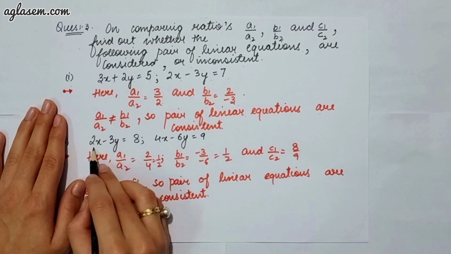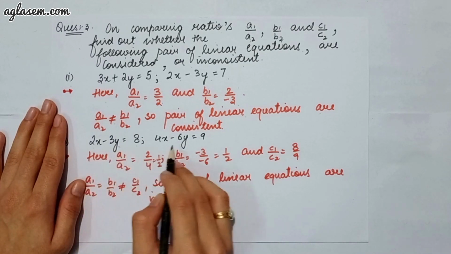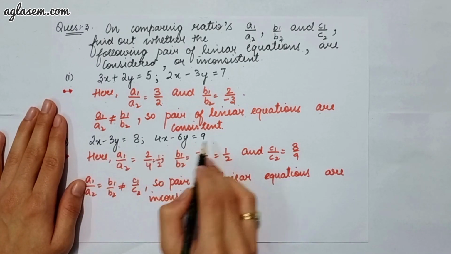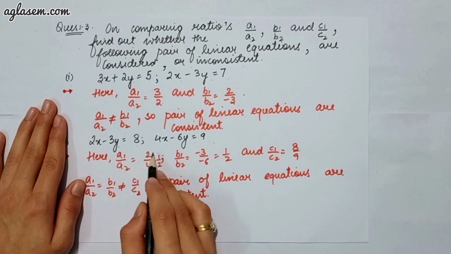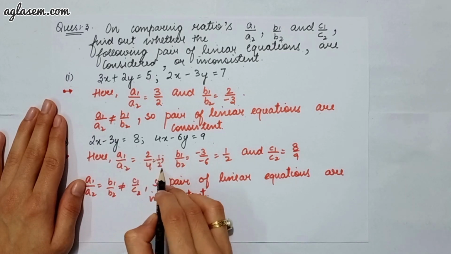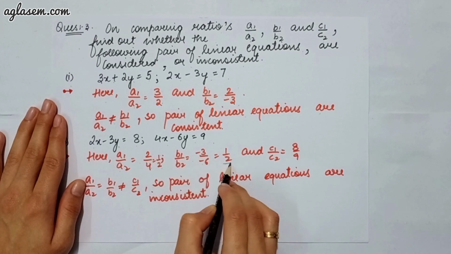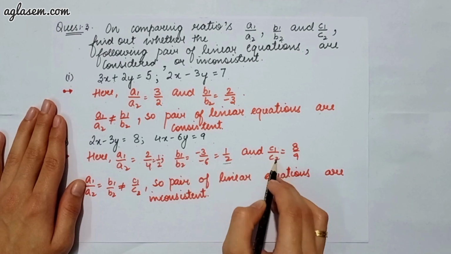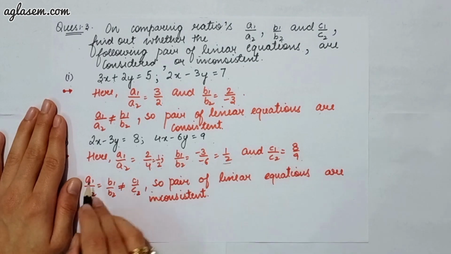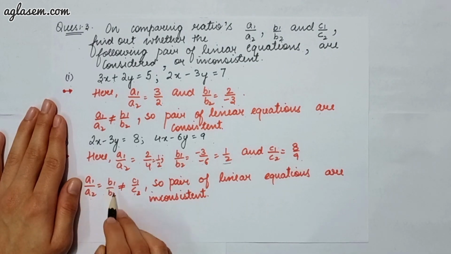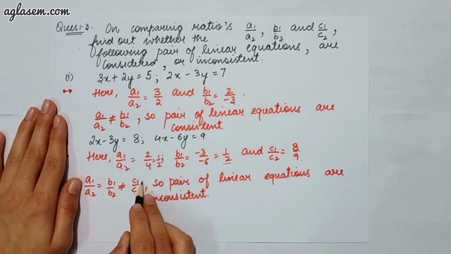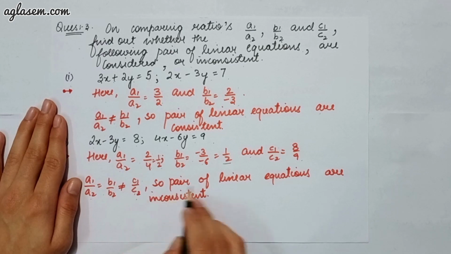The second part says 2x minus 3y is equal to 8 and 4x minus 6y is equal to 9. Here a1 upon a2 is equal to 2 upon 4, which gives 1 by 2. b1 upon b2 is equal to minus 3 upon minus 6, again 1 by 2. And c1 upon c2 is 8 upon 9. So here a1 upon a2 is equal to b1 upon b2, and they are not equal to c1 upon c2. It means the pair of linear equations is inconsistent.